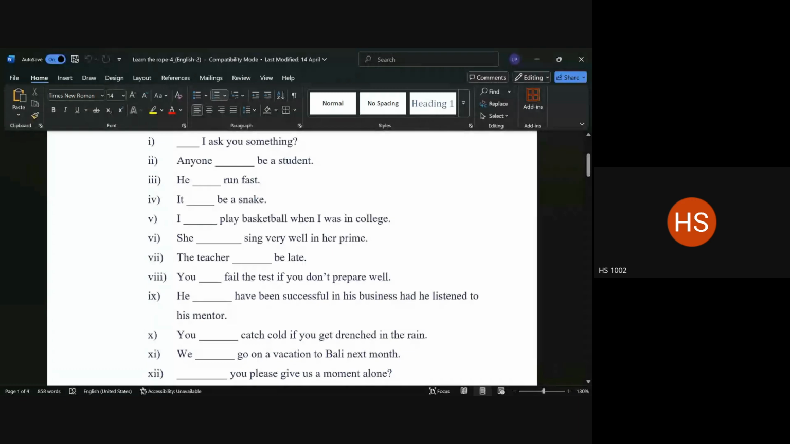Okay. So, will, may, might, could, all of that could go well in this situation. Could, again, because it indicates a possibility of something that can happen if you do not do something, right? Fail the test if you don't prepare well. Cause and effect.